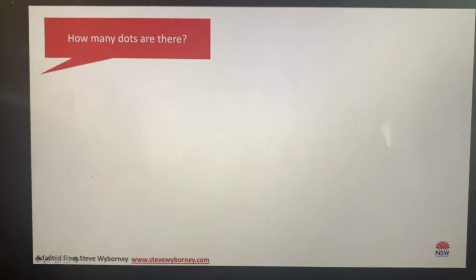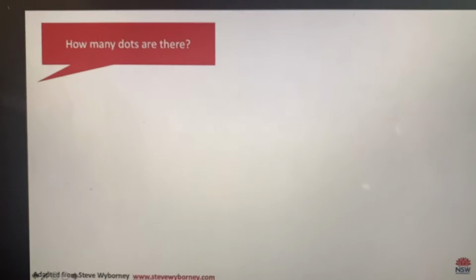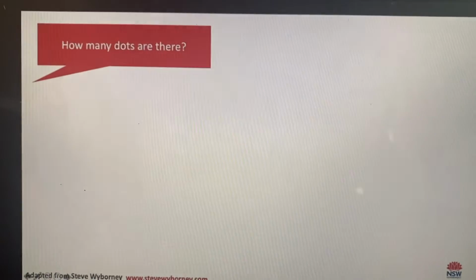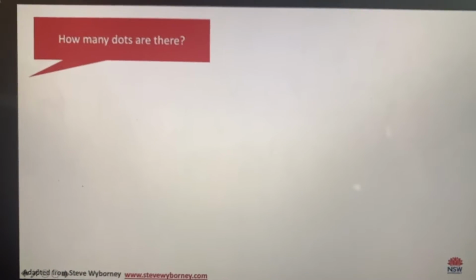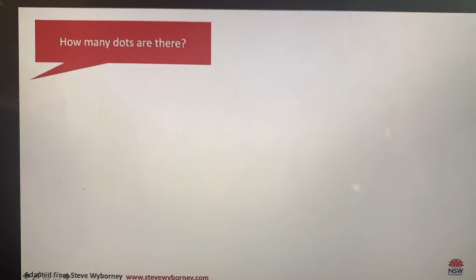So I'm going to show you some dots, and I'd like you to think about how many dots you see. Okay, eyeballs ready? We're hoping that you might be watching this with a colleague. If you are, please turn and talk about how many dots you saw. If you're alone, you can take a note in your notebook.